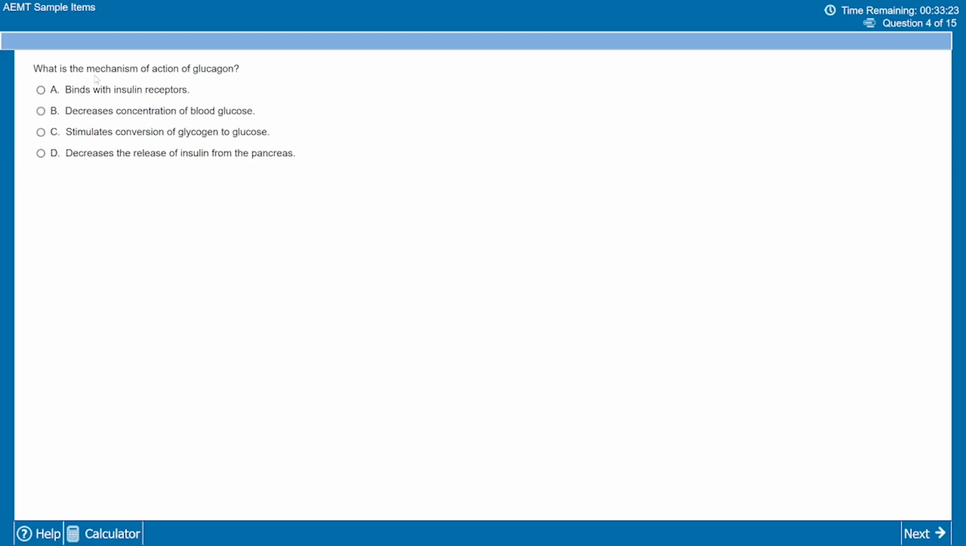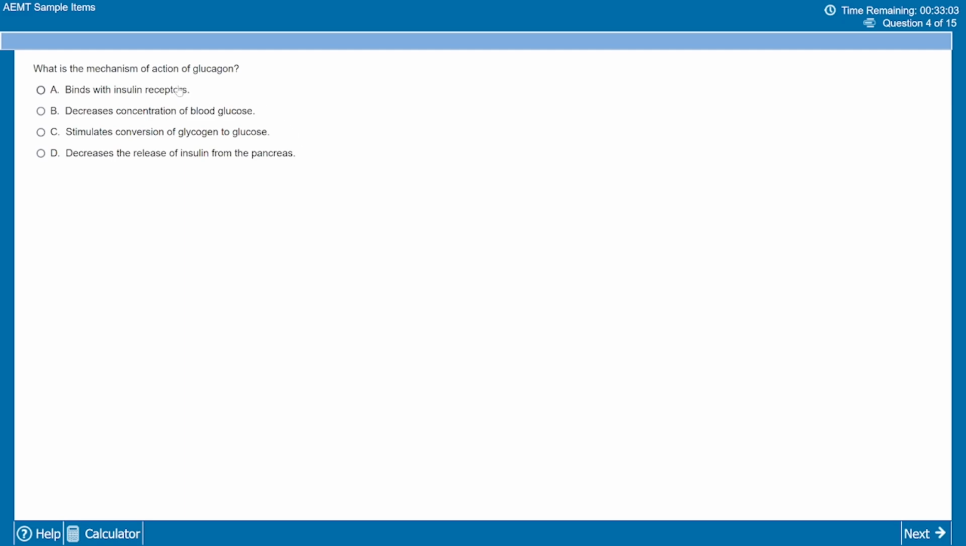Okay, so the next question is, what is the mechanism of action of glucagon? So before we go into any of this, remember to please pause the video, pick your answer choice, and then we're going to go through some deductive reasoning together. So I'm assuming you've already done that by now. If not, you're kind of cheating yourself out of this practice.